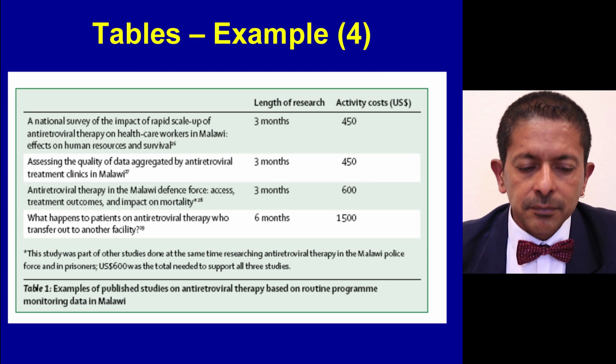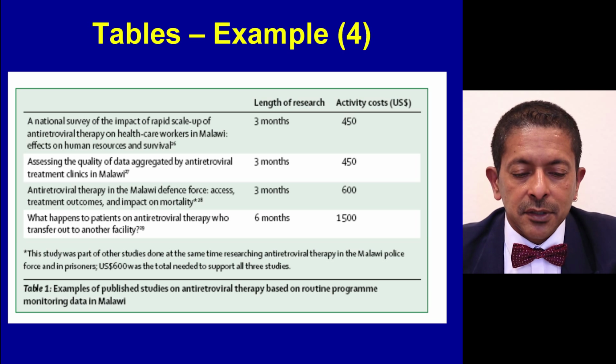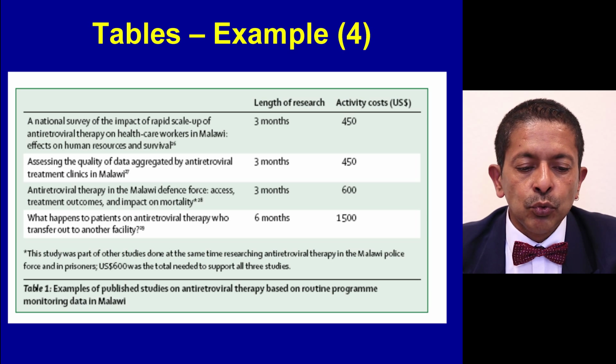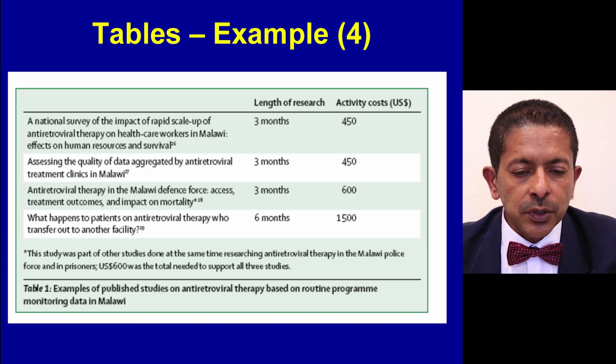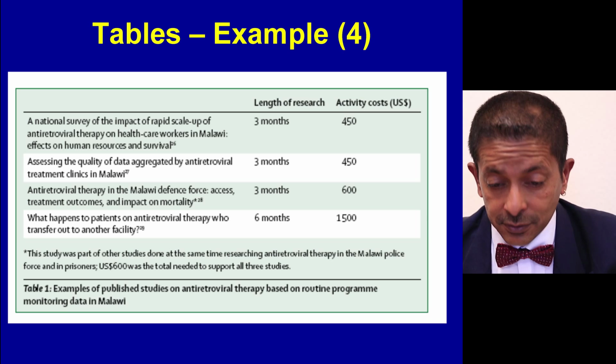Here's another table, and this is the Lancet style. The legend appears under the table, and it says examples of published studies on antiretroviral therapy based on routine program monitoring data in Malawi. And it gives you 4 different studies. It gives you the length of research and the activity costs.